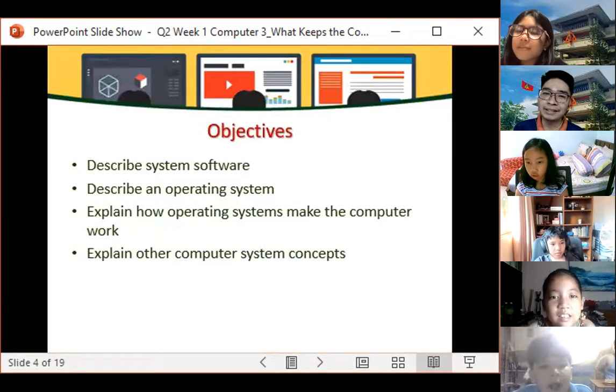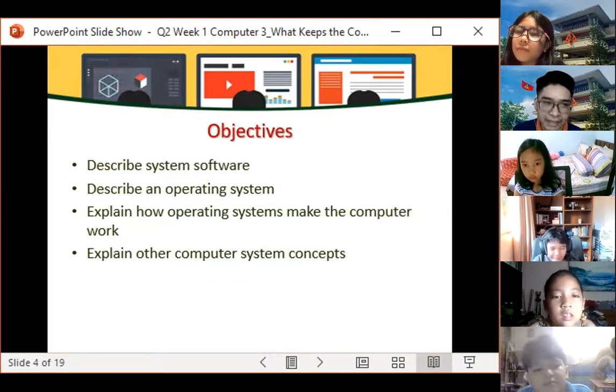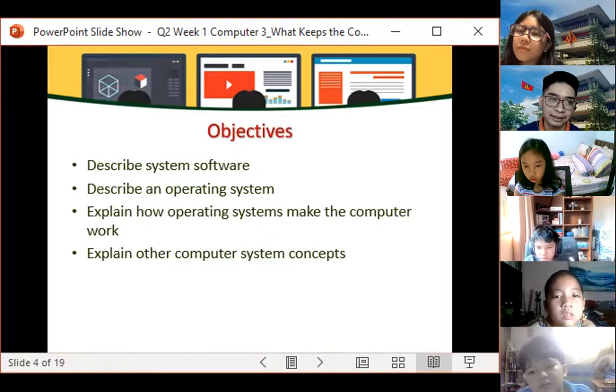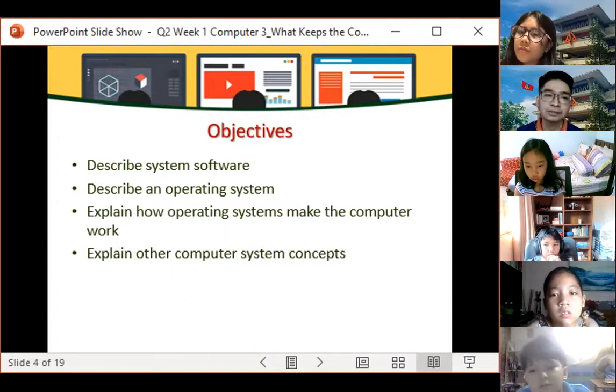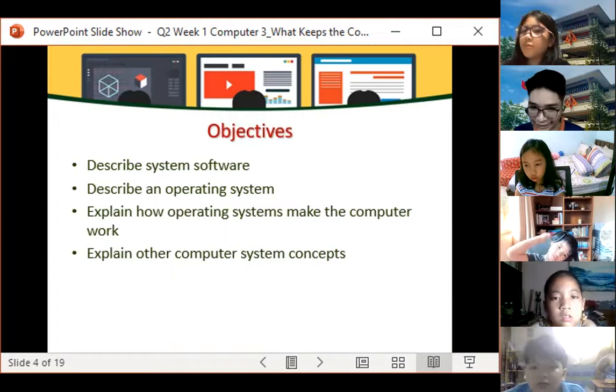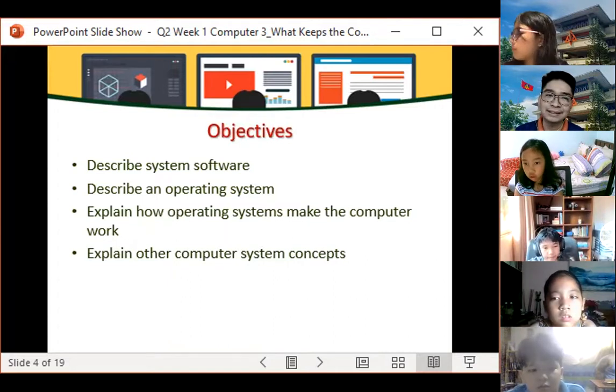So, our objectives for today's class are as follows. First is to describe what is a system software. Second, to describe what is an operating system. Next, explain how operating systems make the computer work. And lastly, to explain other computer system concepts. Are you now ready for our discussion about these subtopics?